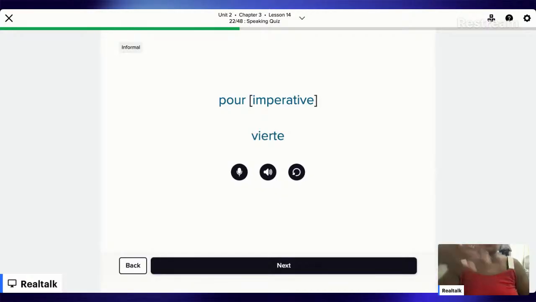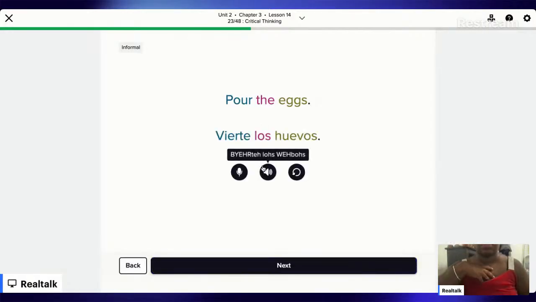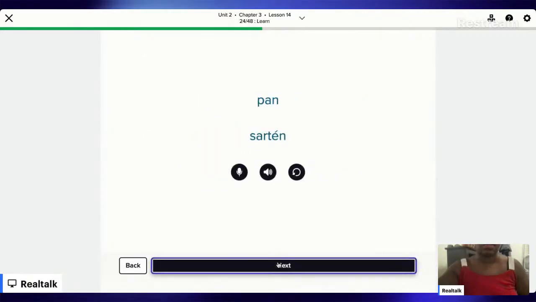Vierte el refresco. Based on what you've learned so far, can you figure out how to informally say pour the eggs? Vierte los huevos. Listen carefully. Sartén means pan. Let's hear that one more time. Sartén.